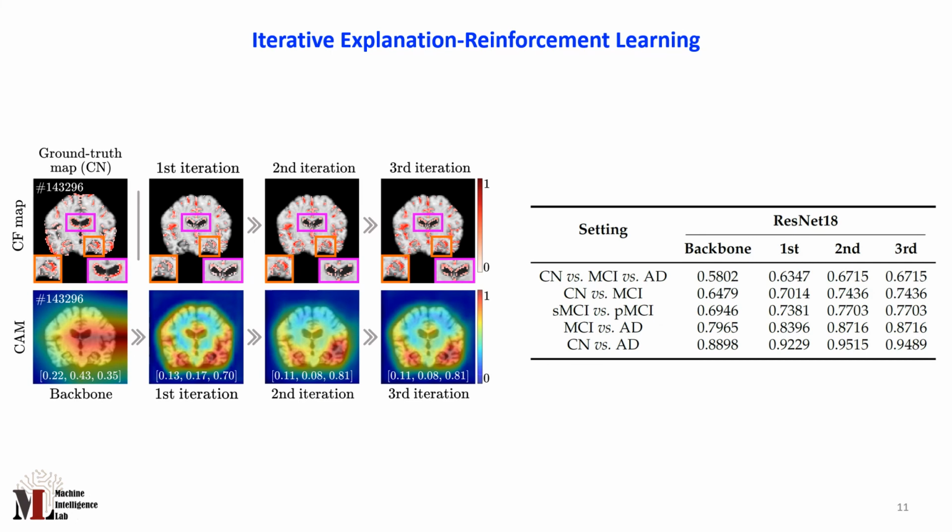Finally, this is the page showing the experimental result for iterative explanation reinforcement learning. As shown in the figure on the left, as the iteration progresses, it can be confirmed that the map gradually changes to a fine-grained map, and quantitative evaluation is also improved in all settings.